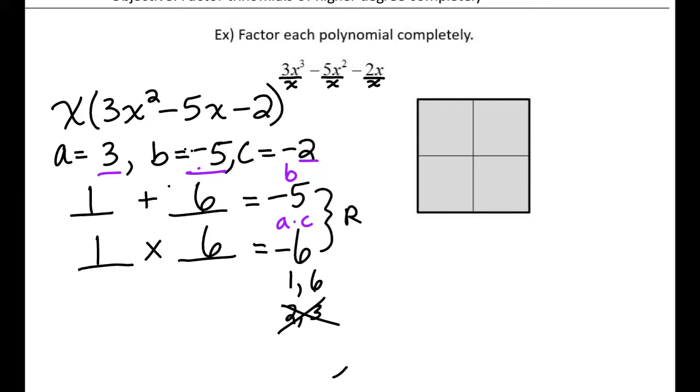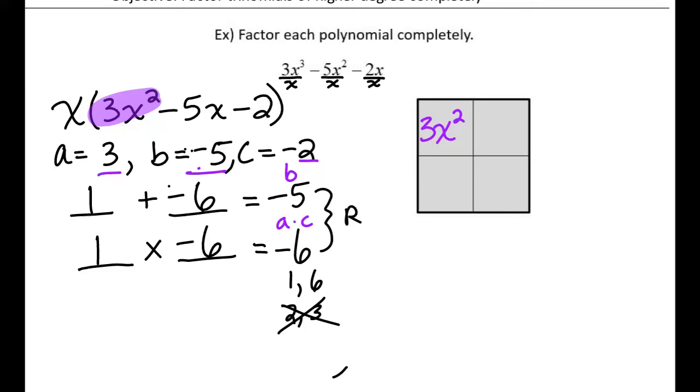One of them has to be negative. Which one has to be negative? The 6. Good. The 6 has to be negative because the 5 is negative, which means the bigger one has to be negative. Okay? All right, then for my area model, I'm going to take my first term right here, 3x squared. That goes inside the first box, 3x squared.